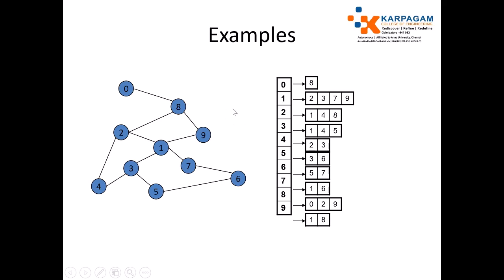This is a similar representation, the memory representation by using the linked list. For example, 0 is connected with 8, now linked here. 8 is connected with 2 and 9, now 0 to 9. Similarly, you can represent. Very easy. For example, 1 is connected with 2, 9, 7, 3. This is an efficient representation.